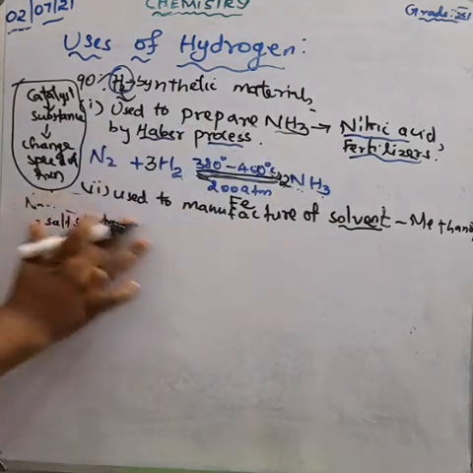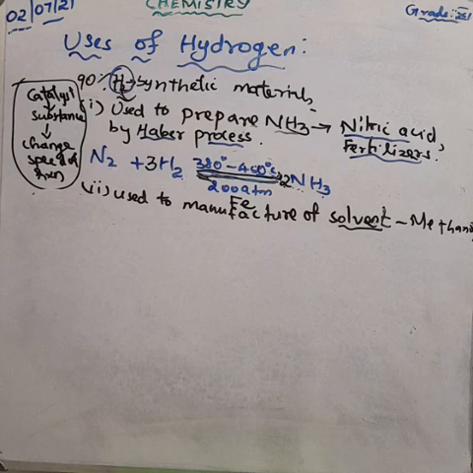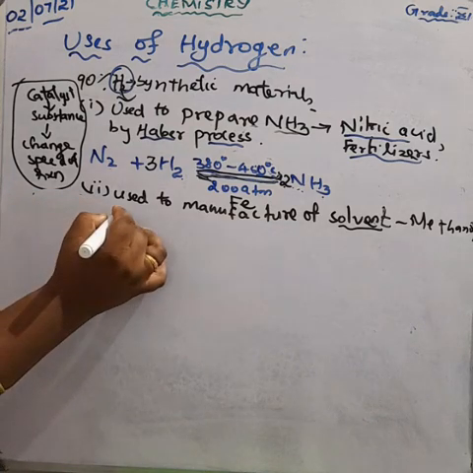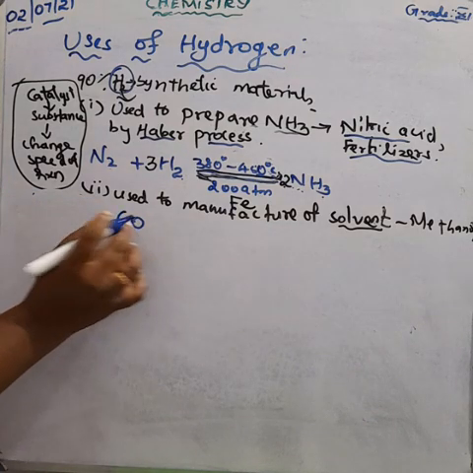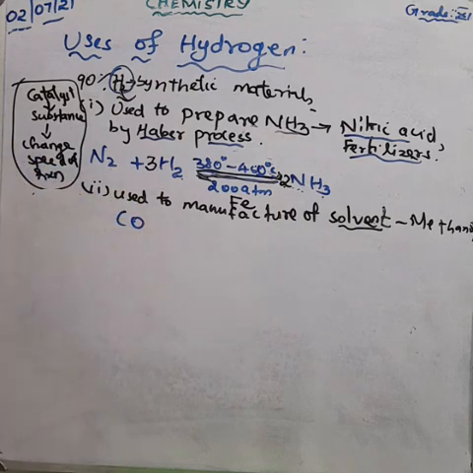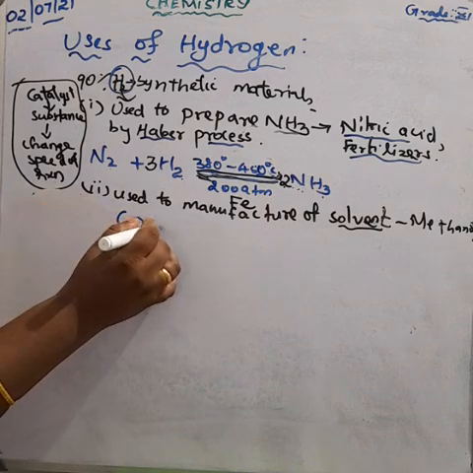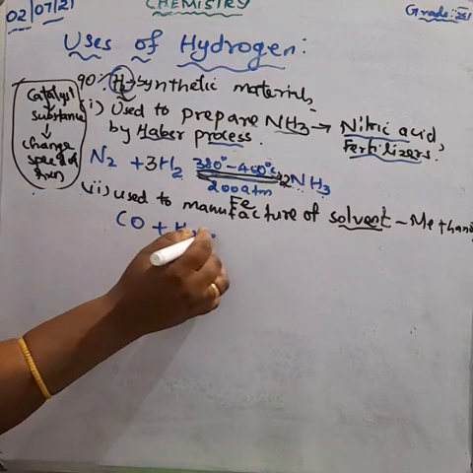Like methanol. How can we prepare it? How will you prepare methanol? We have to combine carbon monoxide with hydrogen. Using copper as the catalyst, we get methanol. Carbon monoxide with hydrogen, copper is just the catalyst. Here we get methanol.